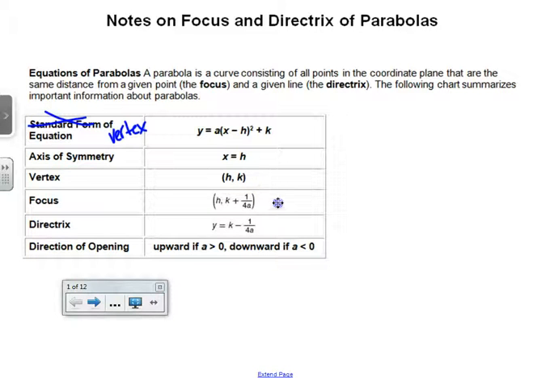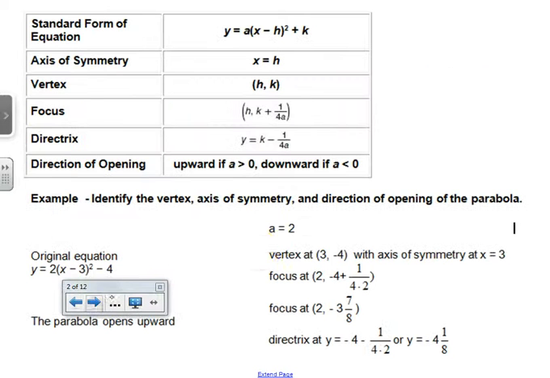The focus is going to be a point at (h, k plus 1 over 4a). Now the a value is the same a value that we know about, where it's the number in front of the parentheses. And then the directrix is an equation of a line. In our case, it's always going to be a horizontal line, and it's at k minus 1 over 4a. And of course, if the a is positive, it opens up, and if the a is negative, it opens down. So let's see this in action.